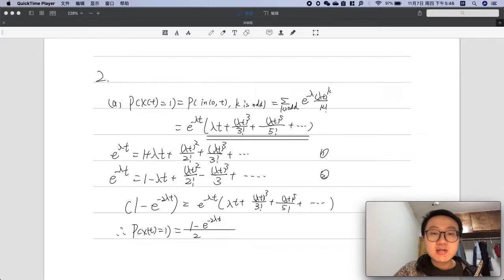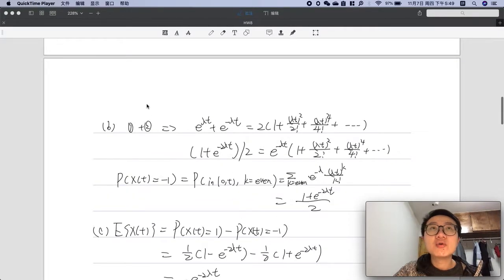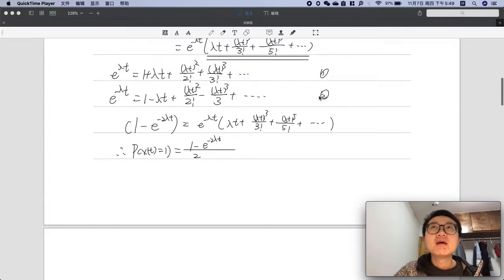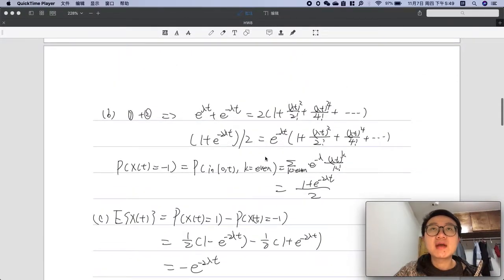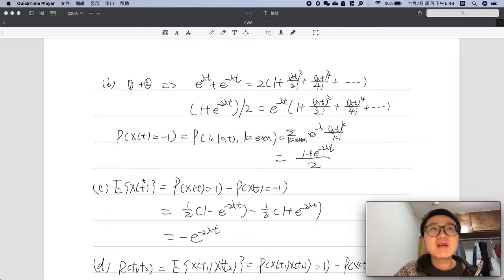And the second question is to find the expected value of X(t). It is also easy once we have an idea about these two parts. From these two formulas, we can also get the probability when X(t) is equal to -1, because when k is even, we can get this result. And the expected value of X(t) is equal to the sum of every value times its probability. It is easy to understand, which is equal to this one.